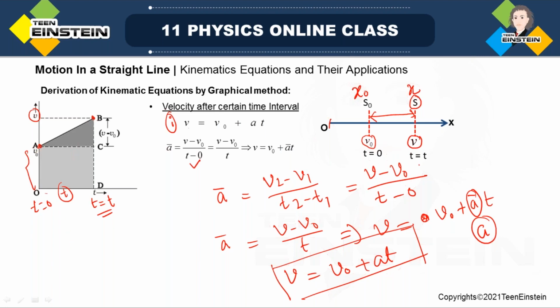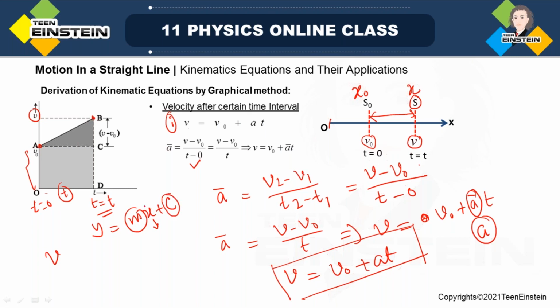So how is it so? Suppose this is V. You might be learning the equation of a straight line, y is equal to mx plus c. Here m is the slope, and c, sorry, c is the intercept and x is the coordinate.